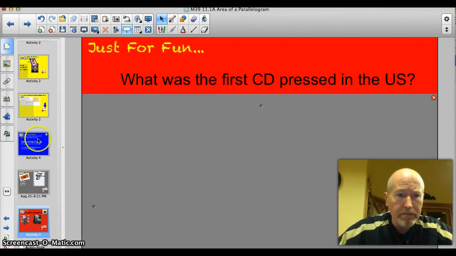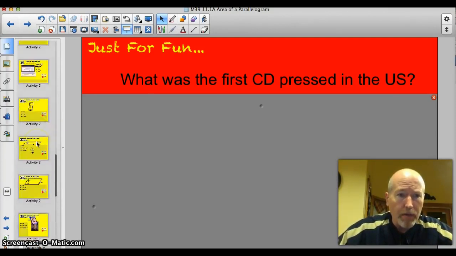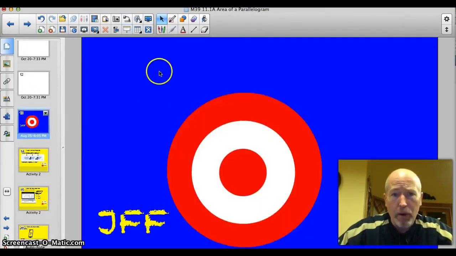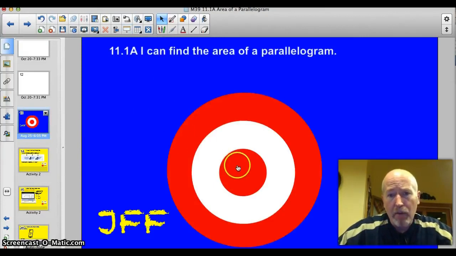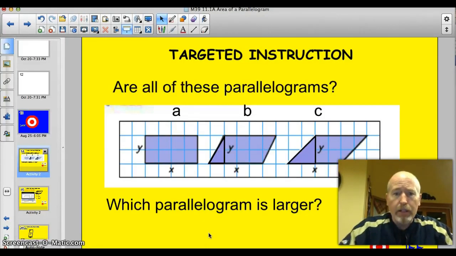All right, let's do this. The first official target for the day is 11.1a. I can find the area of a parallelogram. All right, let's start off. Are all of these parallelograms? And if so, which parallelogram is larger?